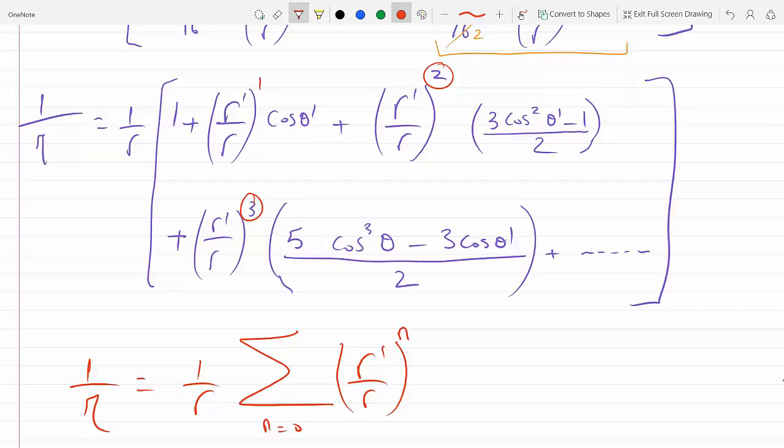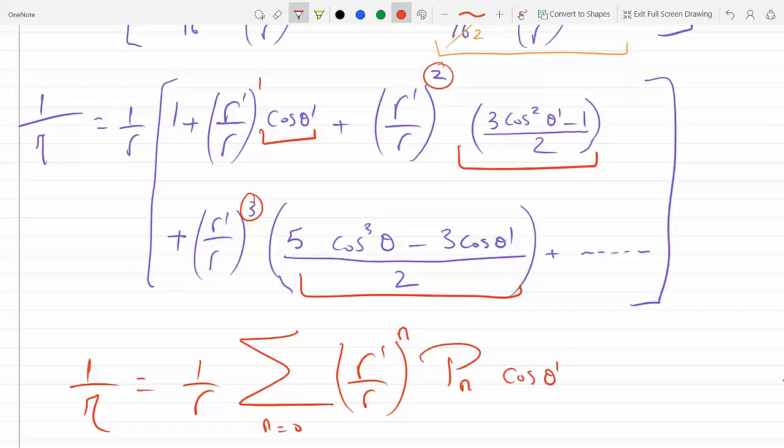And now those are the Legendre polynomial coefficients, which can be defined by Pn of cosine theta prime. When n is 0, you get 1. When n is 1, you get cosine theta prime. When n is 2, we've done this before in the math class, and you could look up the Legendre polynomials and test it. When n is 2, you get the second Legendre polynomial, which is 3 halves cosine squared minus 1, and so on.